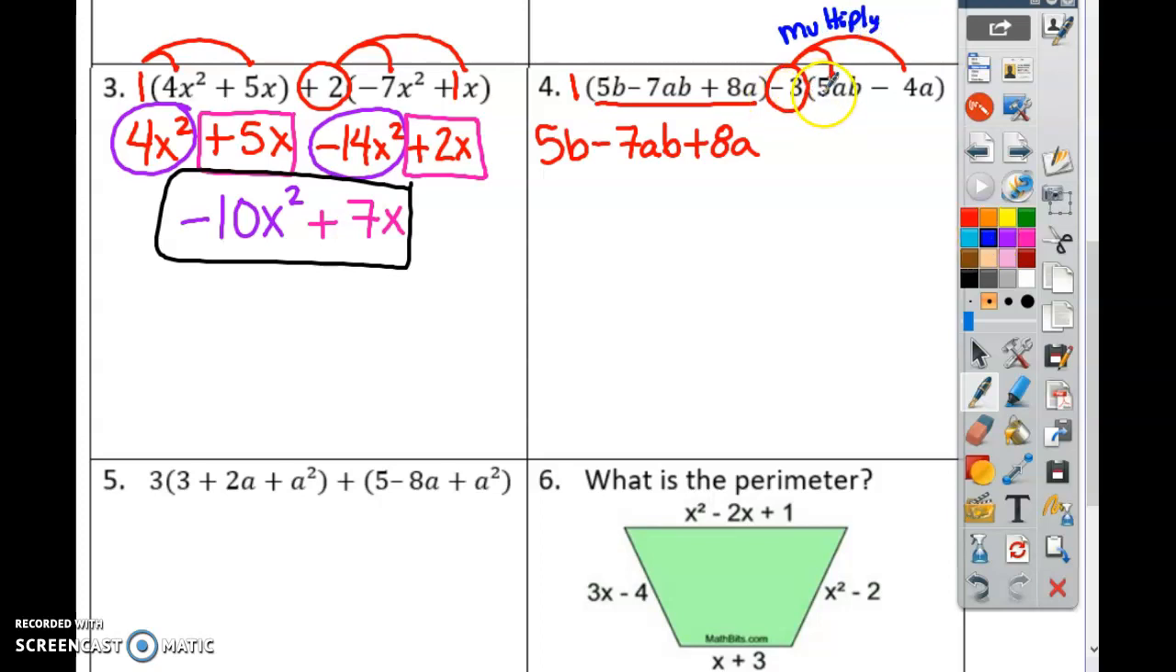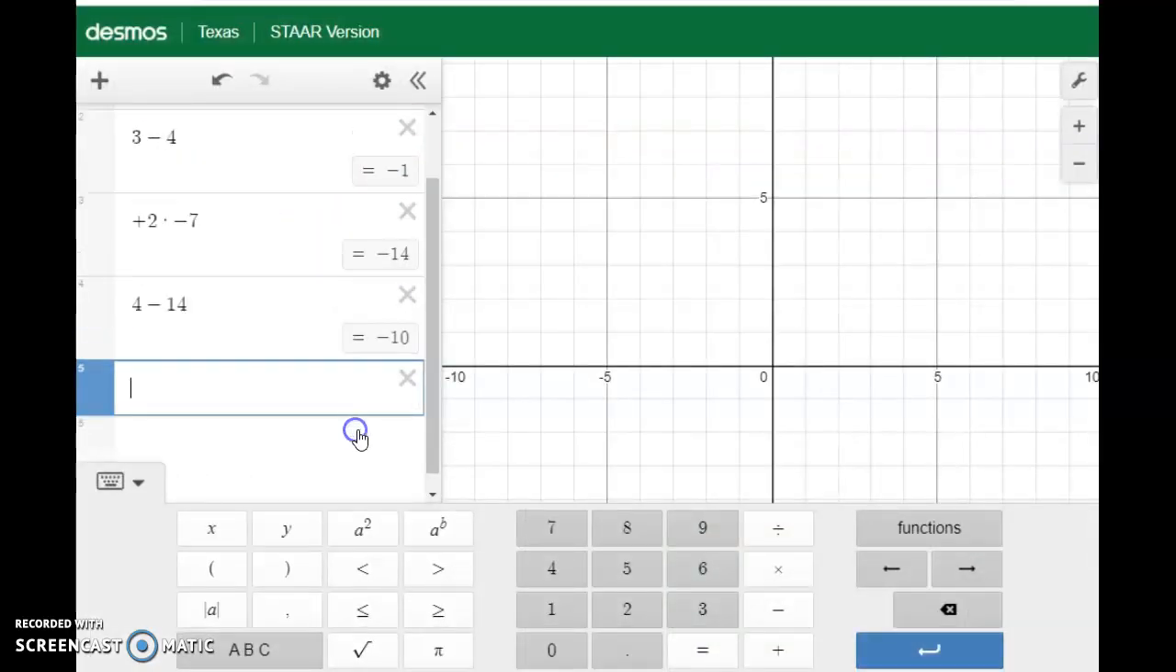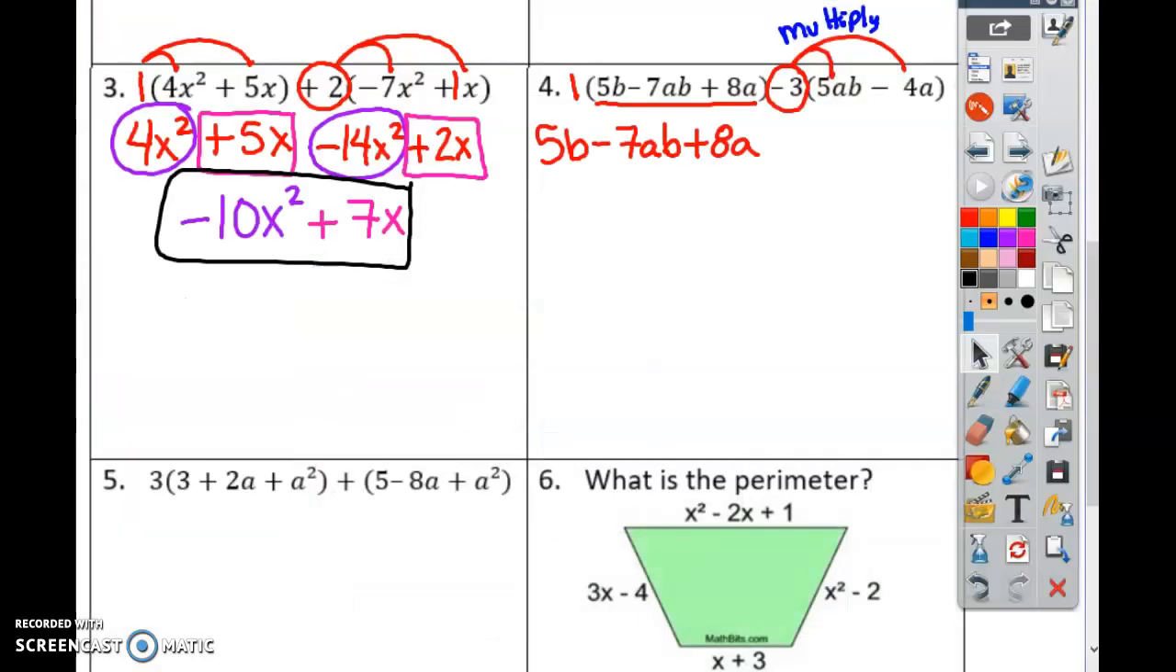Negative 3 times 5. Negative 15. You use decimals. Negative 3 times 5. Negative 15. No letters. Don't put letters in there. So you have negative 15ab, because this had ab, this has to have ab.